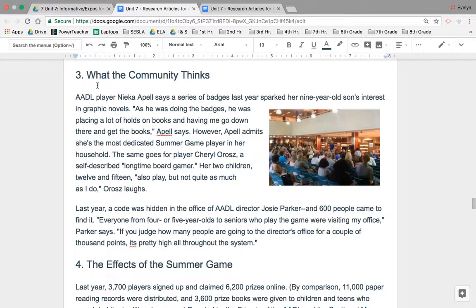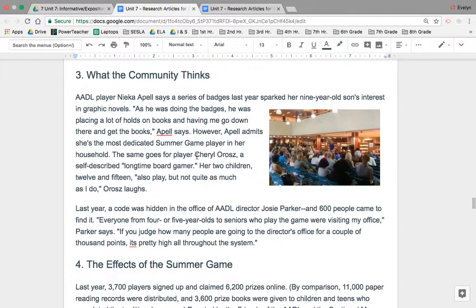Number 3, what the community thinks. AADL player Ninka Appel says that a series of badges last year sparked her 9-year-old son's interest in graphic novels. Quote, "As he was doing the badges, he was placing a lot of holds on books and having me go down there and get the books," Appel says. However, Appel admits she's the most dedicated summer game player in her household.